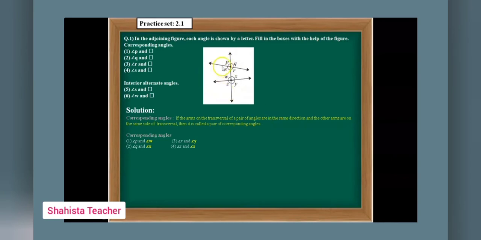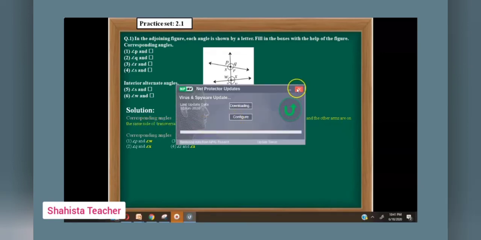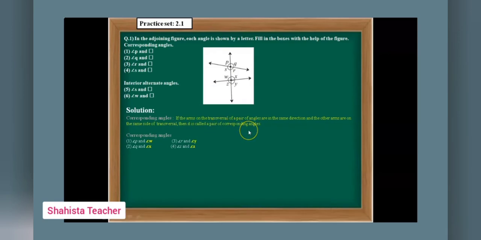Pair of angles means for P, which angle is corresponding? So for P, W is corresponding. Angle P corresponds with angle W. And for Q, X corresponds. Angle S, W corresponds. And angle R, angle Y corresponds to angle R. So here, if the arm of the transversal of a pair of angles are in the same direction and the other arm are on the same side of the transversal, then it is called a pair of corresponding angles.